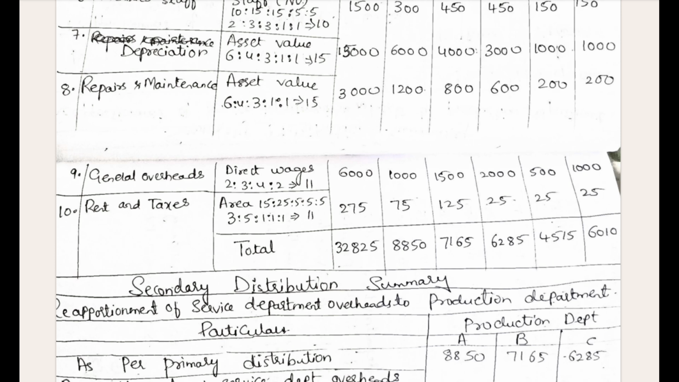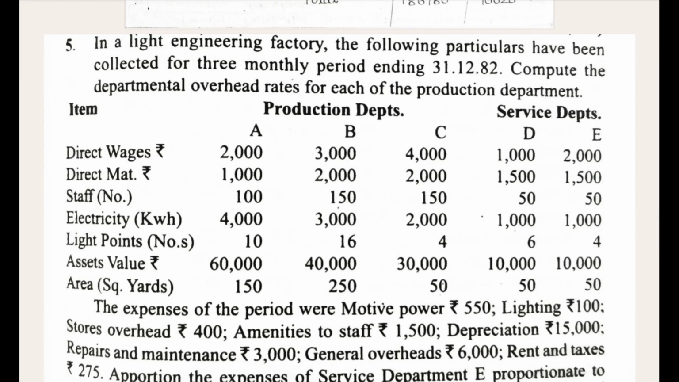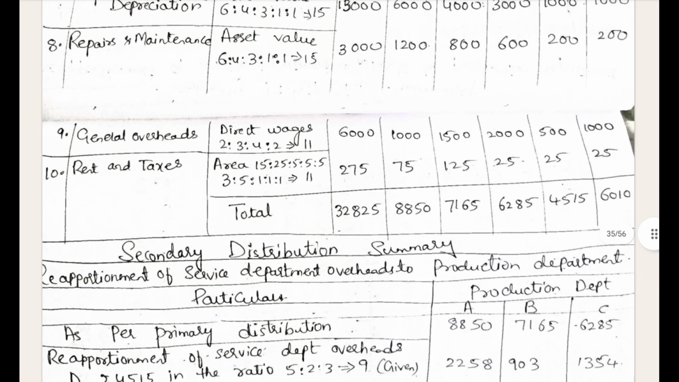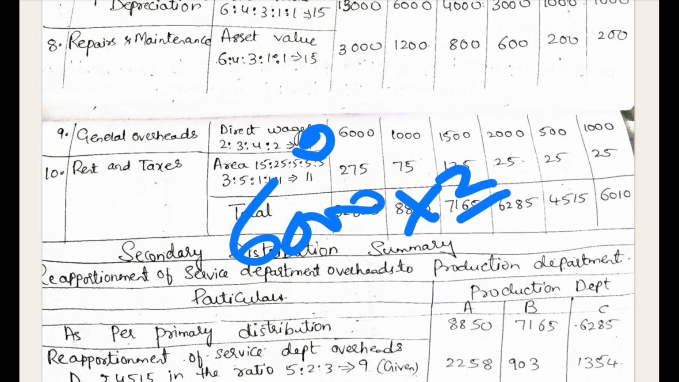Here I forgot writing the 1. So the ratio is 2 is to 3 is to 4 is to 1 is to 2. Direct wages, removing zeros, 2 is to 3 is to 4 is to 1 is to 2 we are getting. So total is 2, 5, 9, 10, 12 I am getting. Just note down that mistake here, 12. I forgot to write the 1. So the total is 12, 6,000 into 2 by 12.